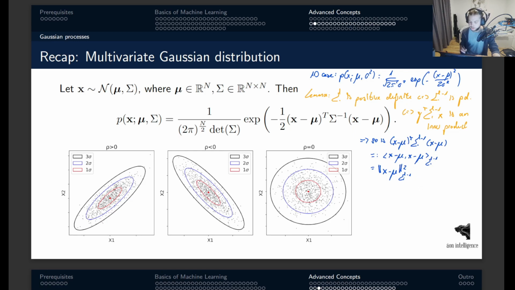This is what I mean with this notation. And since by now we know that inner products induce norms, this expression is equal to the squared norm of x minus mu, parameterized by this inverse of sigma. And lo and behold, this now looks like the argument of the Gaussian kernel. So maybe go back a few slides and look it up.